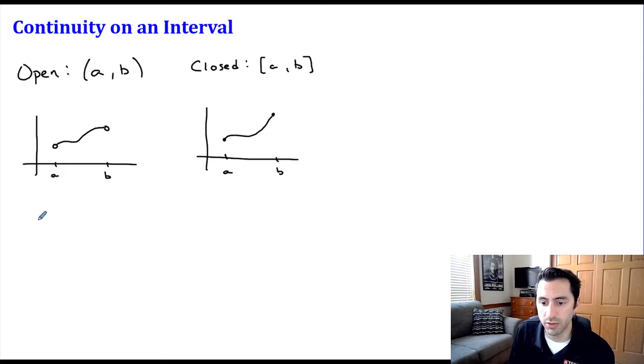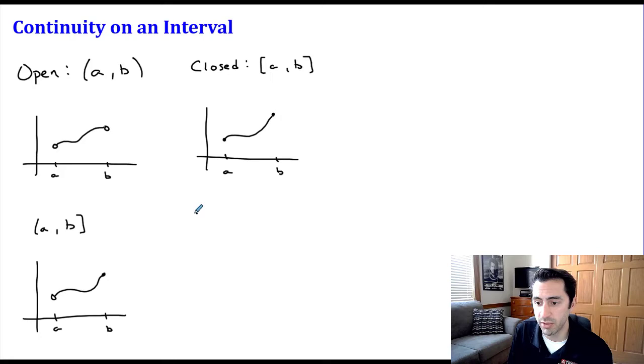We can also mix and match these as well. So for our other intervals, we would have not including A, but we can include B. So that would look like this. Or the other possibility is I could have including A, but not including B. And that would look like this.